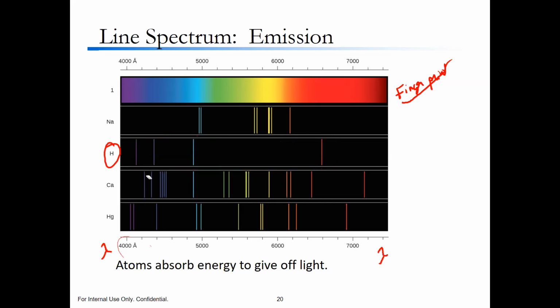We look at this little device, look at the sun, look at all the different wavelengths, look at the pattern, compare that pattern to all the elements we have on Earth, and it's a match with hydrogen, helium, and a couple of other things. So this is called a line emission spectrum. That means light is coming out of the atom.